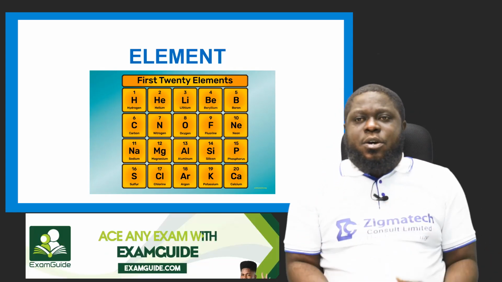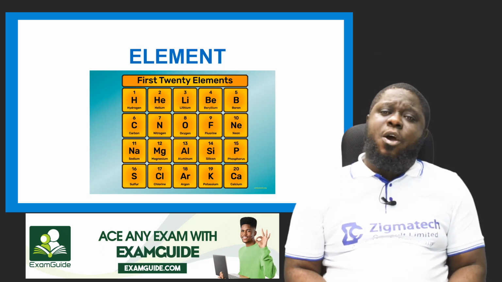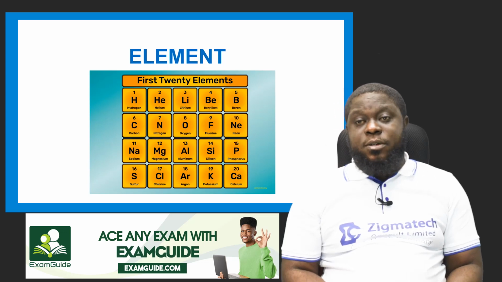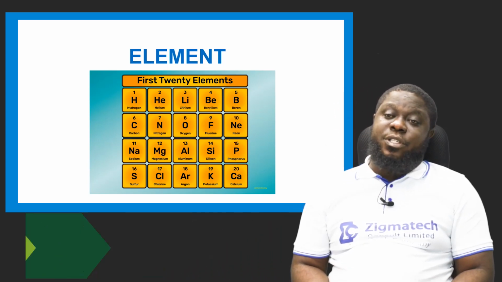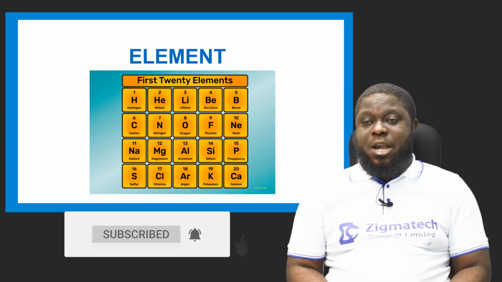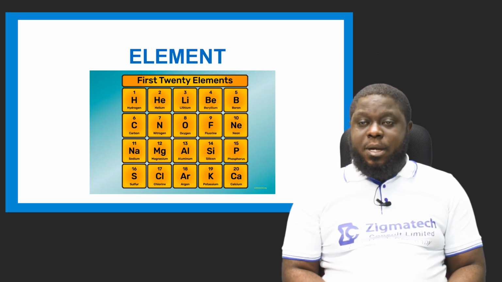If you check on your screen, you see the first 20 elements: hydrogen, helium, lithium, beryllium, boron, carbon, nitrogen, oxygen, fluorine, neon, sodium, magnesium, aluminum, silicon, phosphorus, sulfur, chlorine, argon, potassium, and calcium.